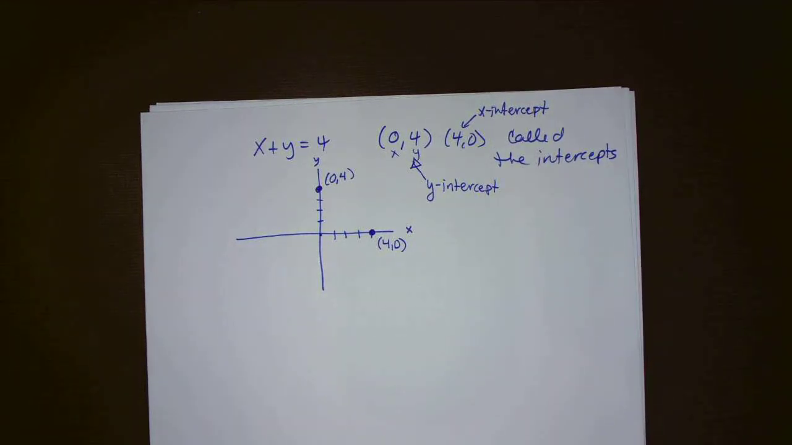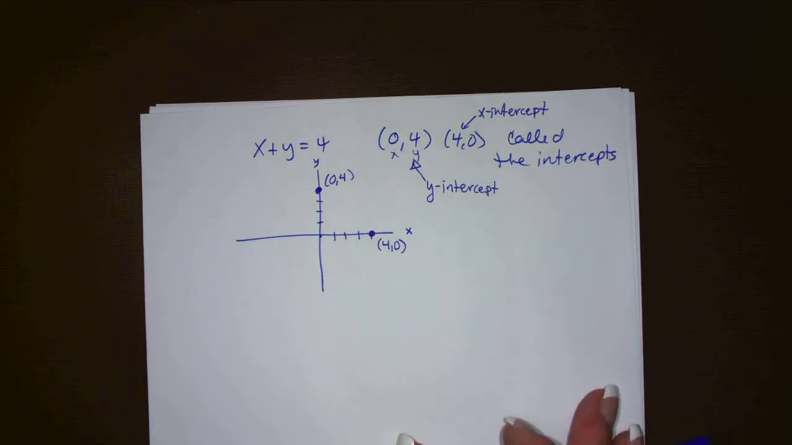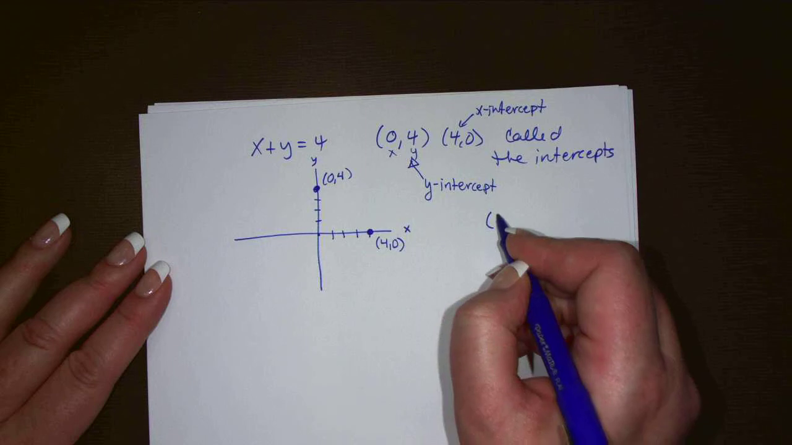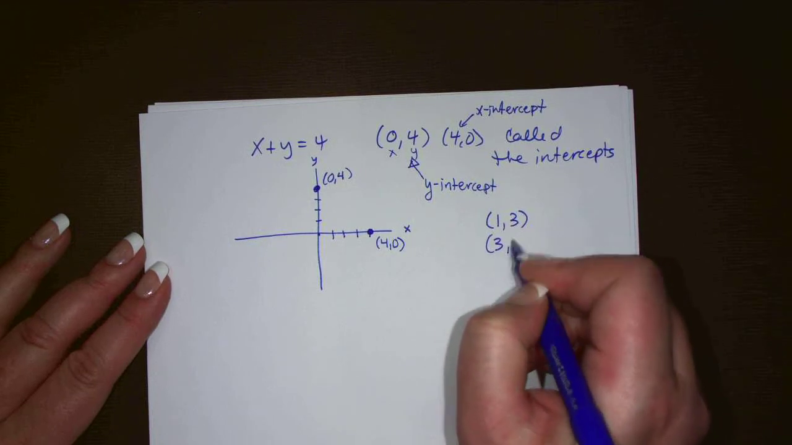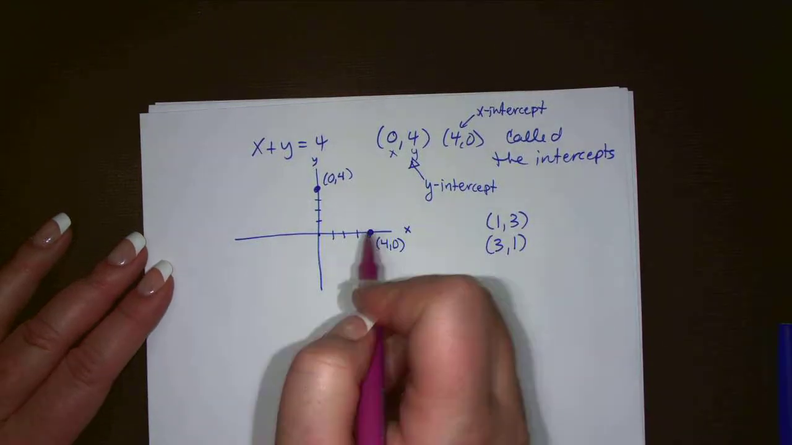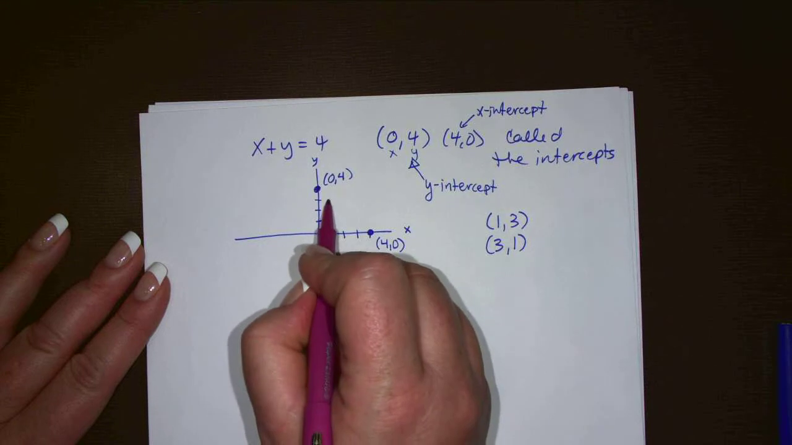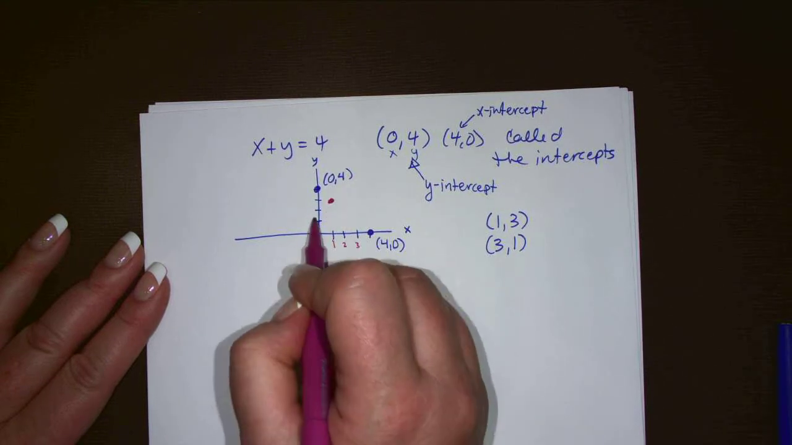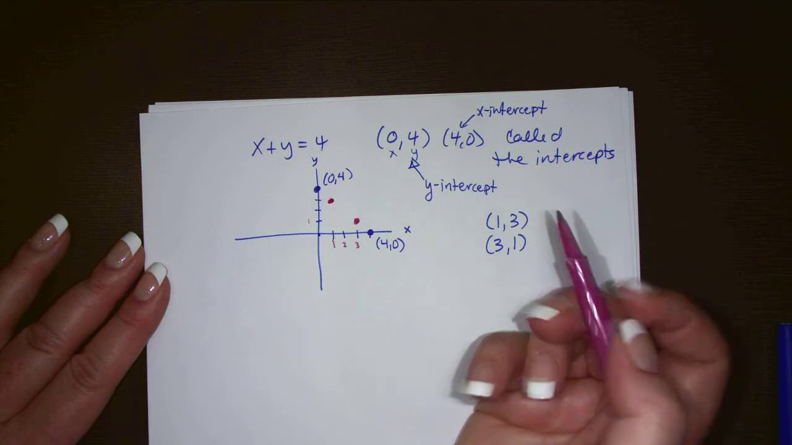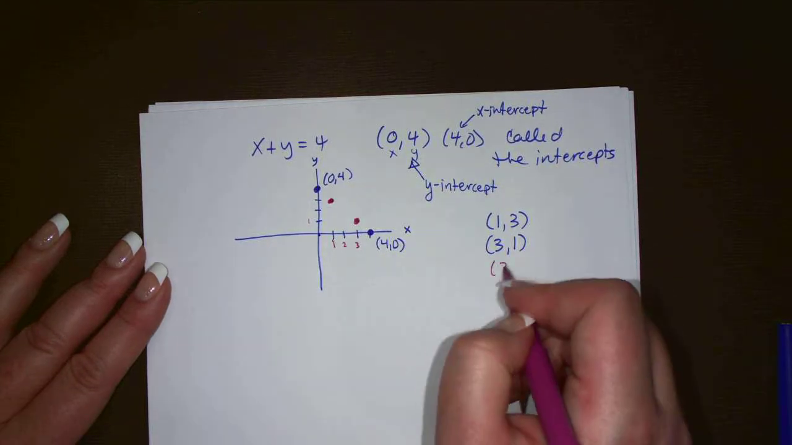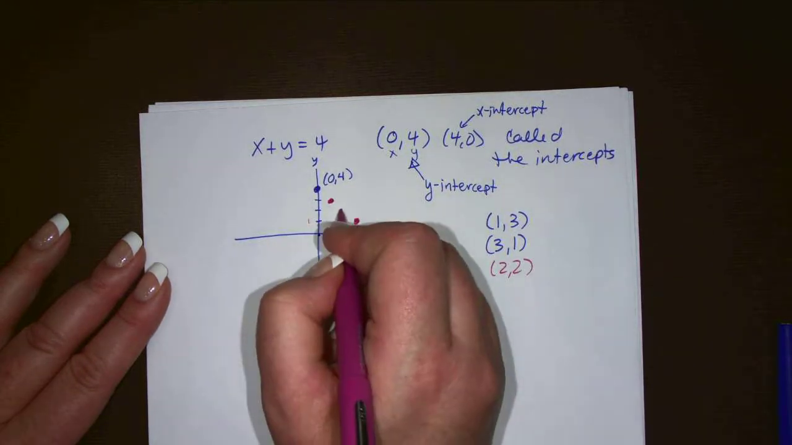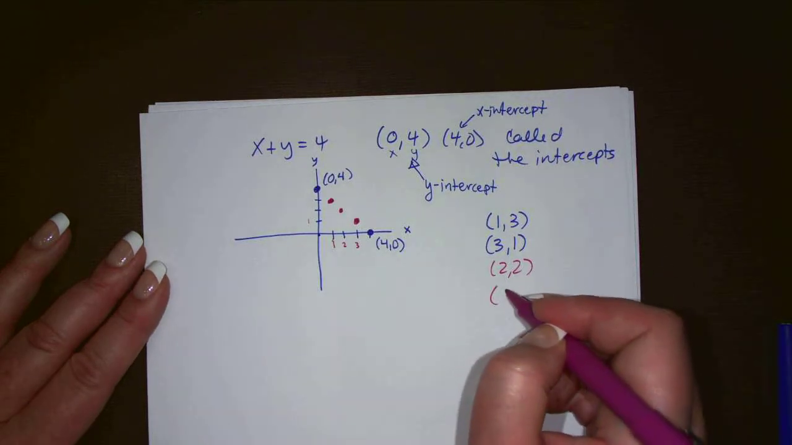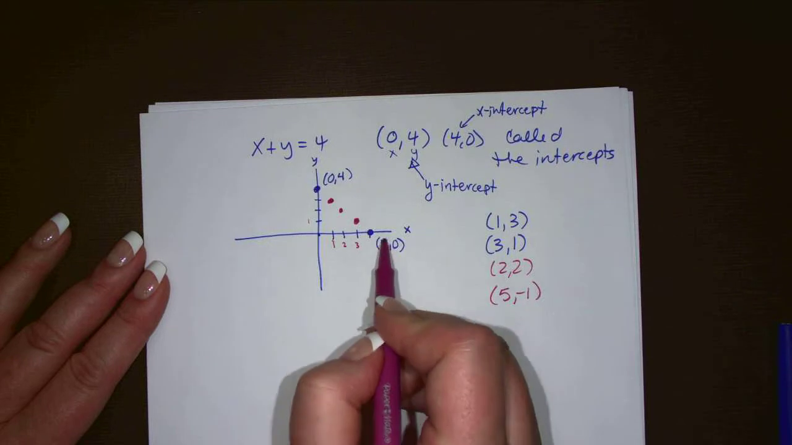And then if we took some more points that work, say (1, 3) and (3, 1), let's add those to the graph. So 1, 3, and 1, 2, 3, 1. What about (2, 2)? What about (5, -1)? So 5 on the x, 1, 2, 3, 4, 5, and down 1.